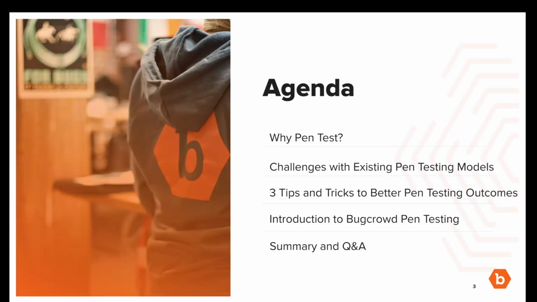So the agenda for today is we'll talk about why pen tests: why do enterprises and organizations need pen tests, and why they use pen tests today. We'll talk about some of the challenges with existing pen testing models in the market, as well as some tips to see better outcomes for your pen testing efforts. We'll also introduce you to the BookCrowd approach of doing pen tests, and then we'll wrap it up with a summary and Q&A.